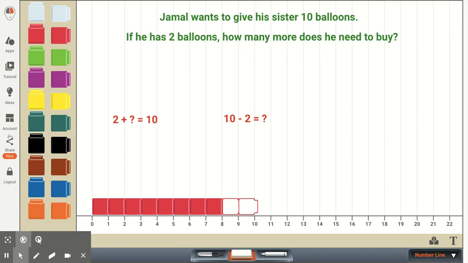So for instance, in this example, Jamal wants to give his sister 10 balloons. If he has 2 balloons, how many more does he need to buy? So we may first think of this as, well, we have 2 balloons, so 2 plus some missing addend here. 2 plus something is equal to 10, our part whole. But instead of trying to solve the problem this way, we may want to look at it as, well, we know that we want to give the sister 10 balloons. We have 2 already. That's one of the parts. What's the other part? How many do we need to buy?